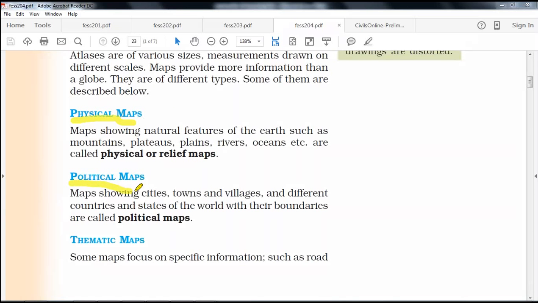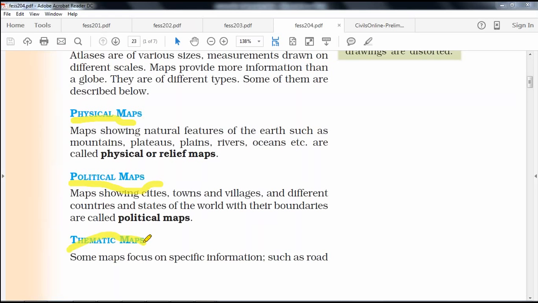Then we have political maps. This comes into human geography. Here we want to know the political divisions of a particular place or particular country or continent. So here the political boundaries are shown in this map using different colors and lines. So cities, towns, villages, and different countries will be shown in these political maps.